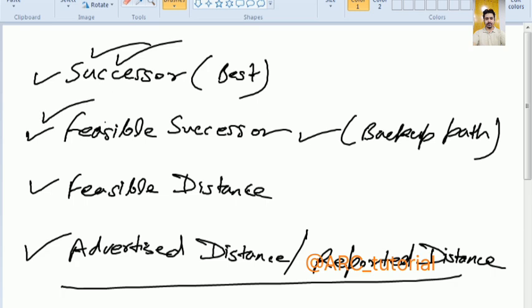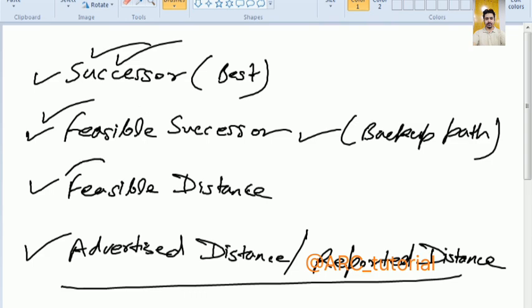The best path will always be known as successor, with the lowest metric. Feasible successor is the backup path. And to become feasible successor there is a condition, also known as the condition of feasibility. What do you mean by condition of feasibility? How can we define it, or what is that condition actually? It is that to become feasible successor, the backup path's advertised distance, or you can say reported distance, must be lower than the feasible distance of successor.